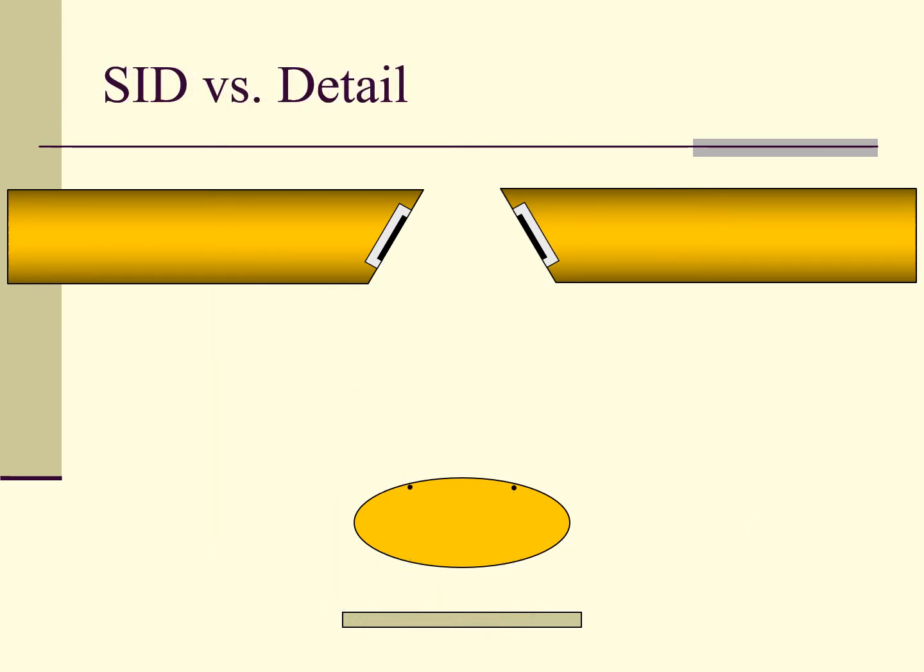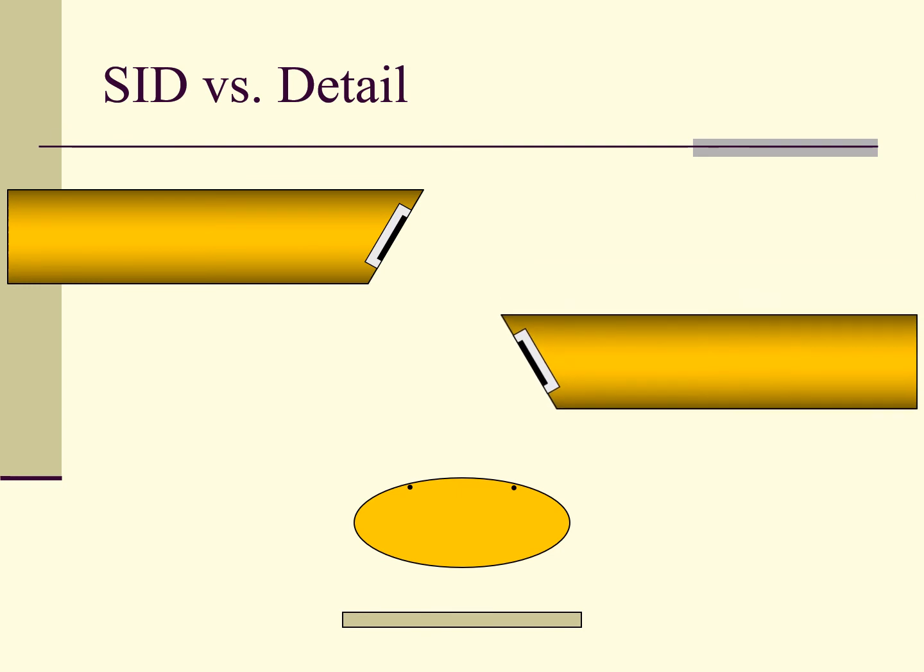Now let's explore the relationship between source to image distance and detail. Initially, everything is the same on the left and right examples. Even the points demonstrated within the patient share the same geometry, the tube and image receptor. Before we start this demonstration, let's move the right-hand anode closer to the image receptor, reducing the source to image distance.